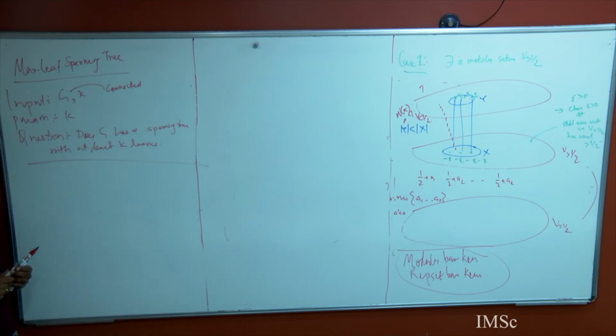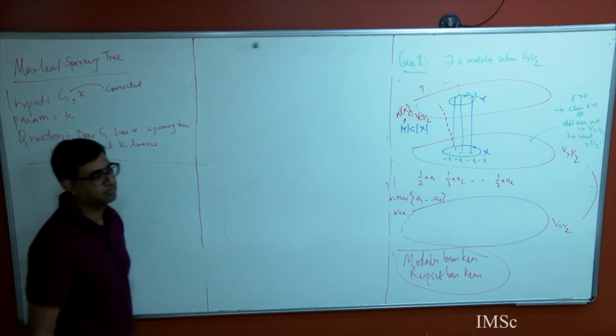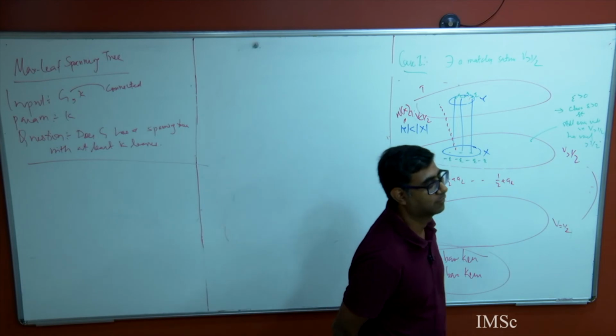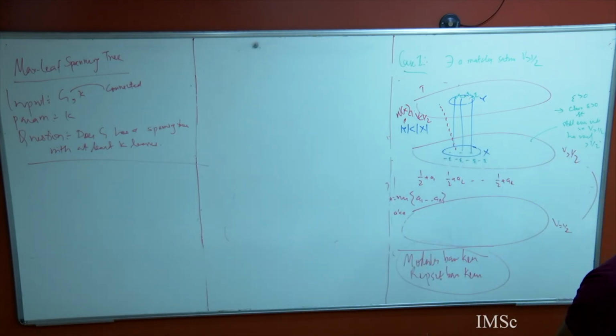What is your heuristic to try? If I tell you to try some heuristic to find a spanning tree which should give you as many leaves as possible, what will you do? Okay. And then? Okay. If a graph has a vertex of degree greater than or equal to k, is it a yes instance? Yes, no, why?